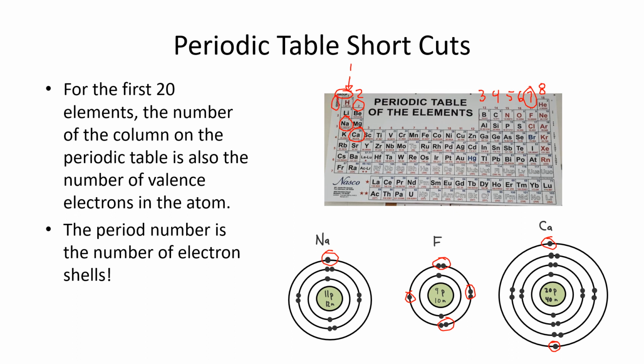With the periods, that's what tells you how many layers of electrons you're going to have. So you can see sodium is in the 3rd period, and it has 1, 2, 3 layers of electrons. And you see calcium is in the 4th period, and it has 1, 2, 3, 4 layers of electrons. And fluorine is up here, it's in the 2nd period, and it has 1, 2 layers of electrons. So there you go, a few shortcuts as a way to double check your work once you're done making your Bohr Rutherford diagram. Okay, talk to you soon.